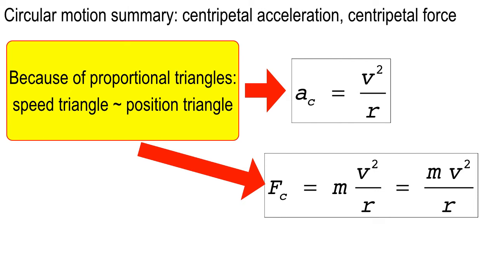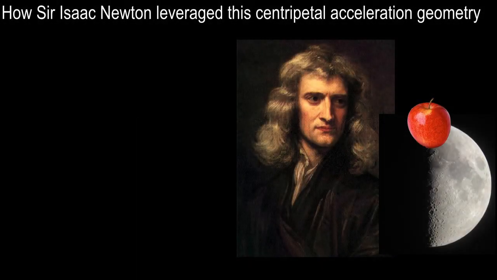Now I'm going to keep going. I want to talk about some famous examples, and we're about to start doing some clicking here. We're going to talk about Sir Isaac Newton. He's the one that figured out centripetal acceleration and centripetal force, and then he used it to figure out universal gravitation. So here we go. This is Sir Isaac Newton.